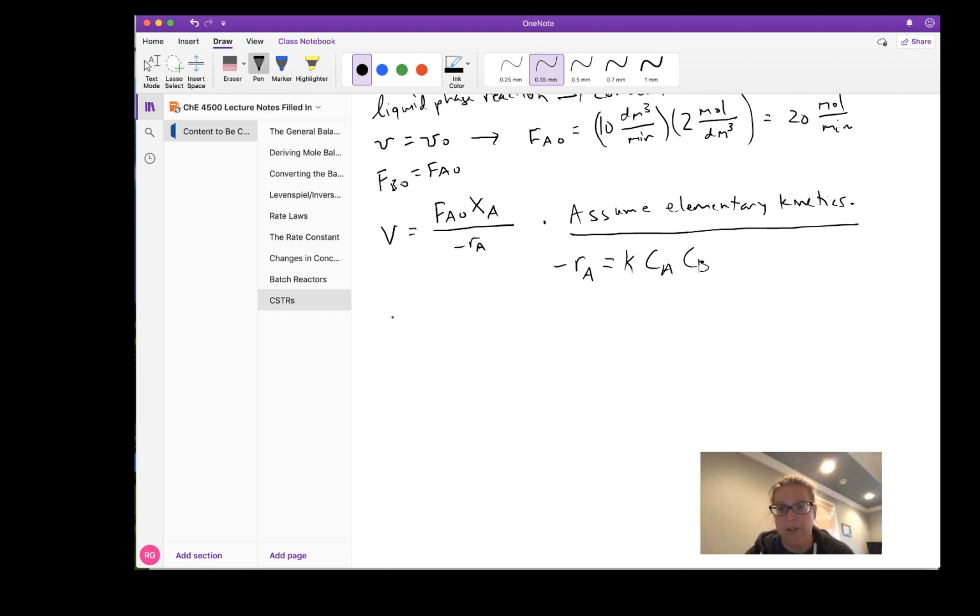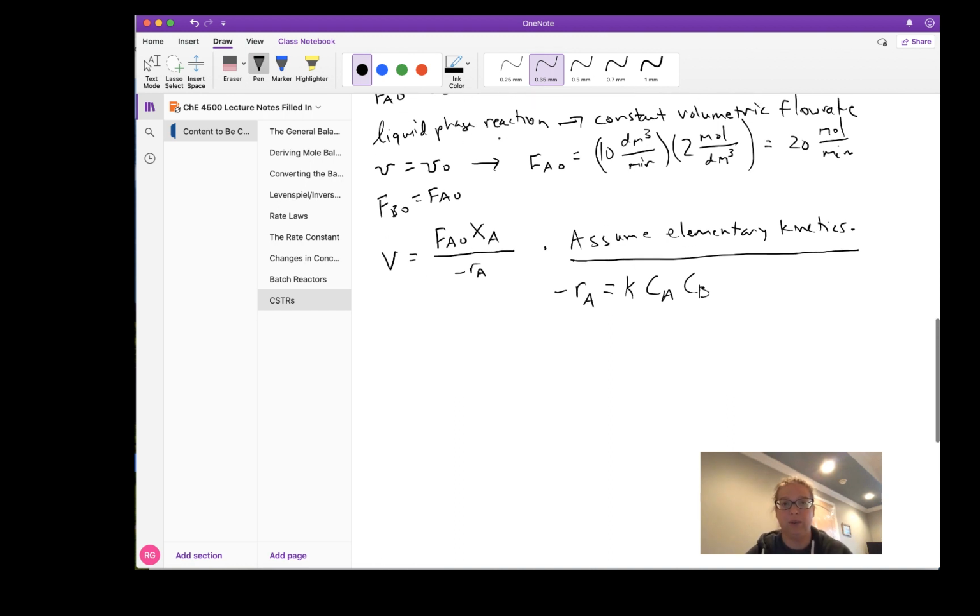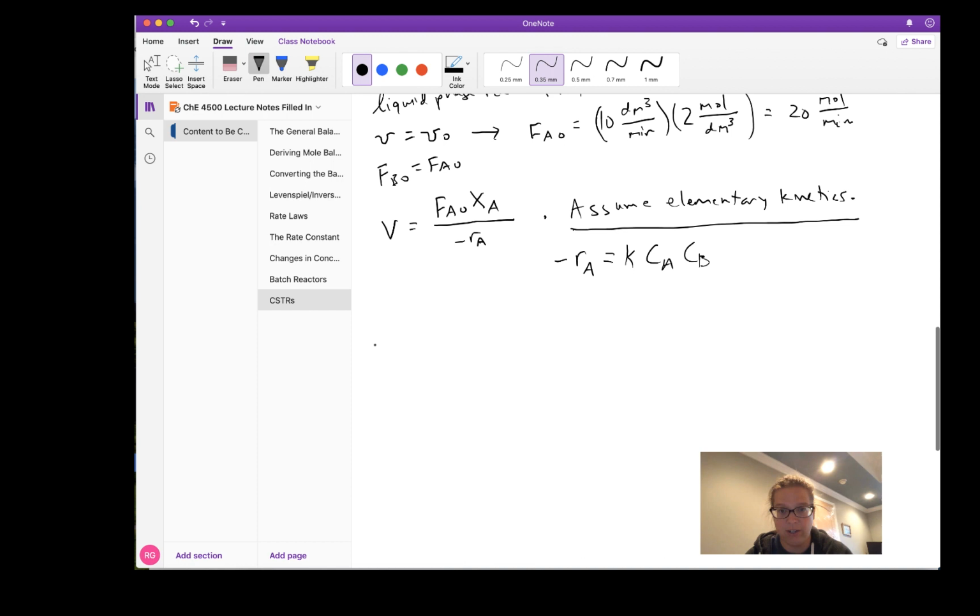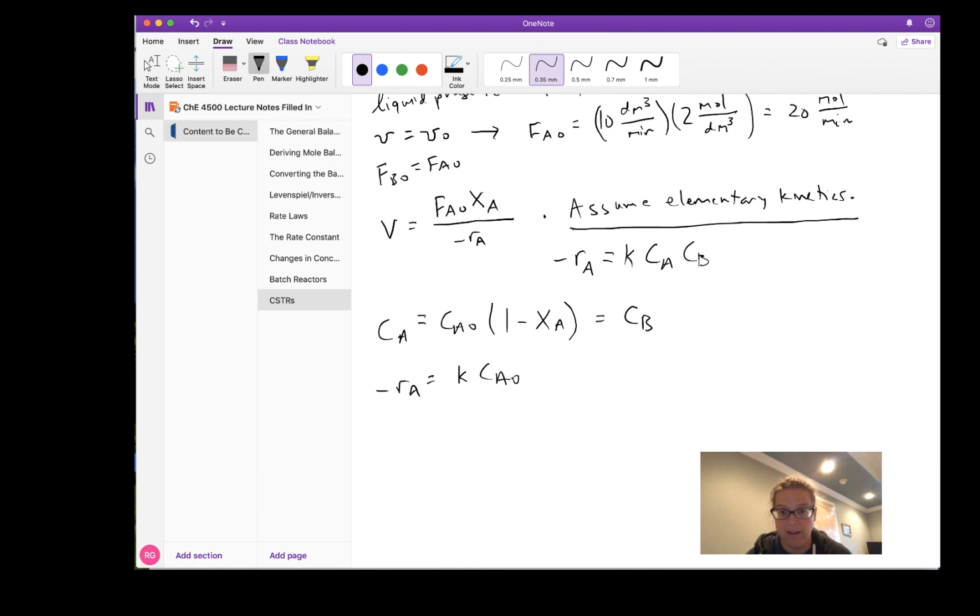To do that, I'm going to go back to this. This is a liquid phase reaction. Because it's a liquid phase reaction, I know that I can write an expression for the concentration of A in terms of the conversion of A. And also, since I know that A and B are always equimolar, I can equate the concentration of B to that of A. That means that my rate is going to be equal to k Ca naught squared times (1 minus Xa) squared.